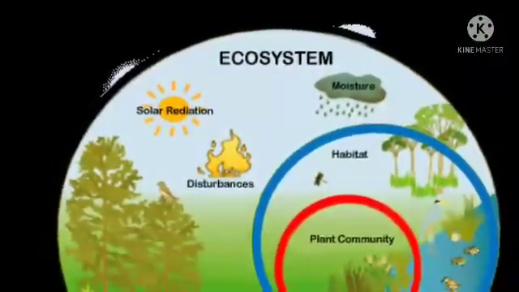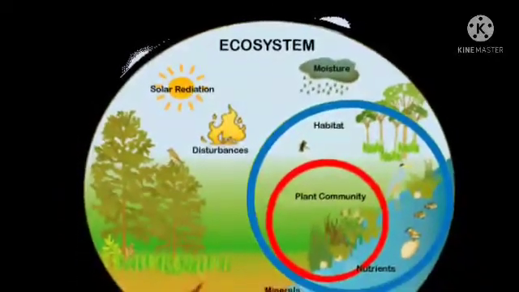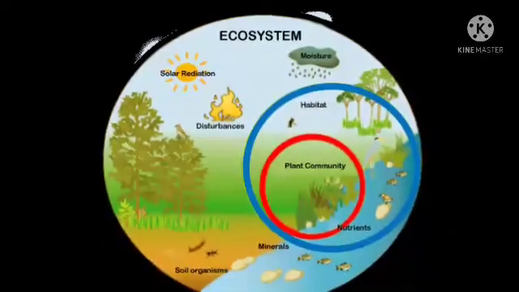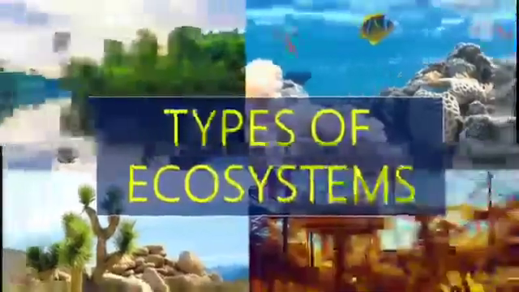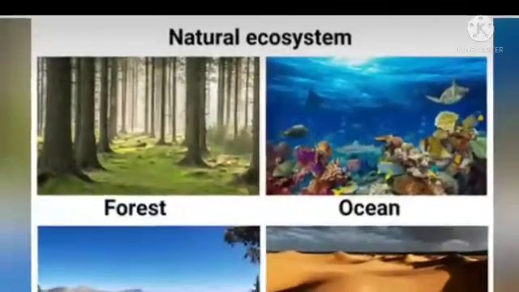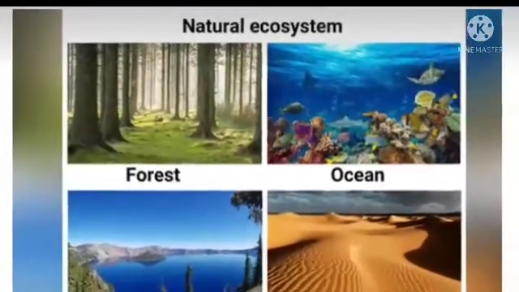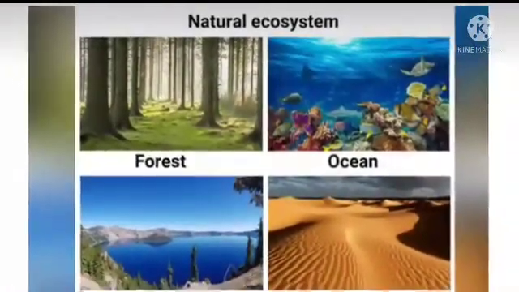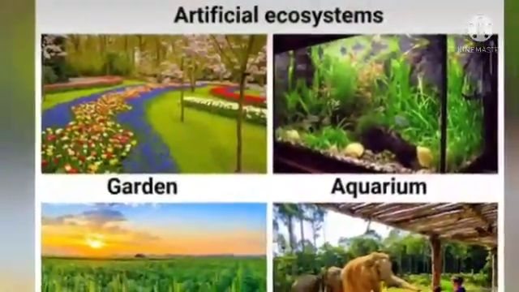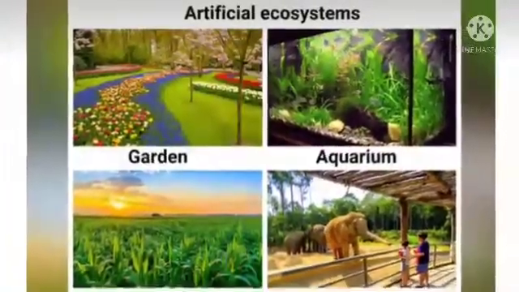Ecosystem. An ecosystem consists of all the living organisms in an area along with the non-living components and their interactions. Types of ecosystems. First one is natural ecosystem like forests, deserts, grasslands, mountains, ponds, etc. Artificial ecosystem like gardens, parks, aquariums, etc.